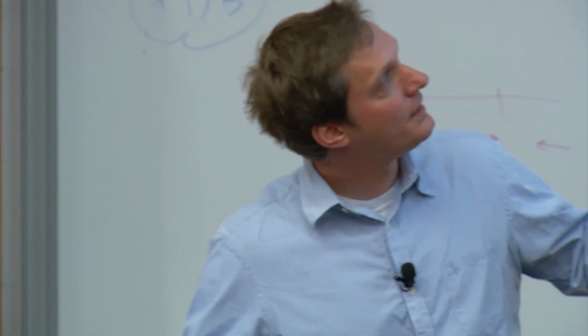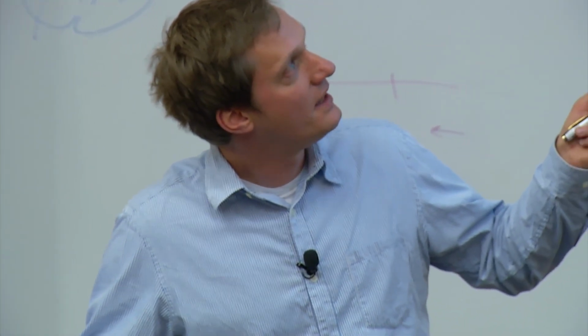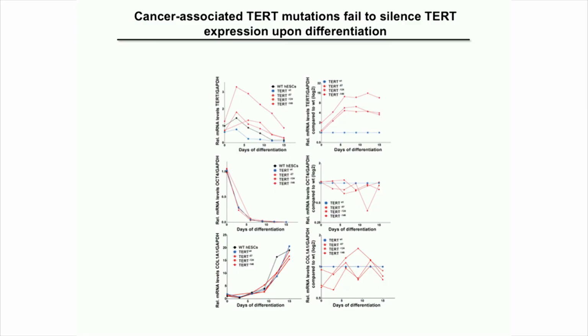This is not caused by failure of differentiation. Here we have the downregulation of OCT4, so all of these cell lines are equally differentiating and downregulating the expression of OCT4, and all of them equally induce the expression of collagen. And here is a normalization. When we normalize this to wild-type cells, at any of the given time points, we see that all of these mutations lead to a 4- to 5-fold increase of TERT expression in these cells.